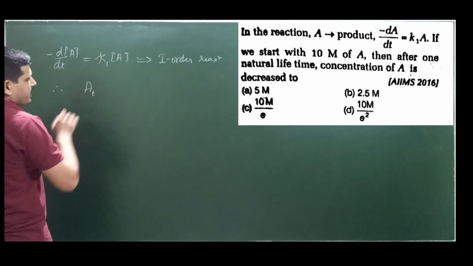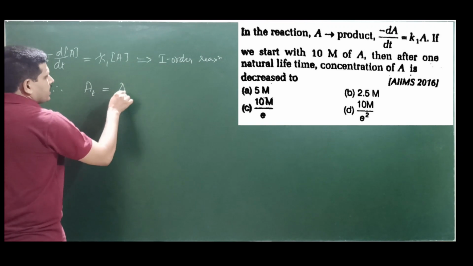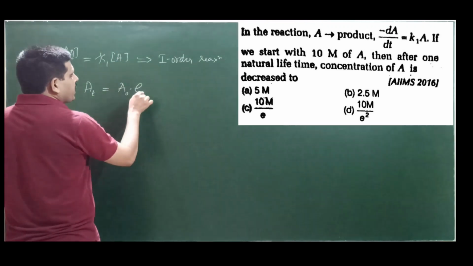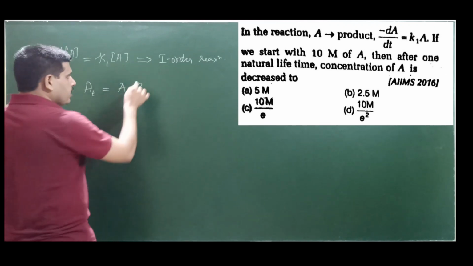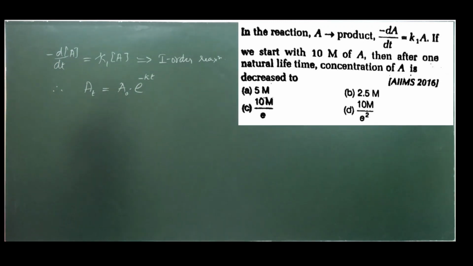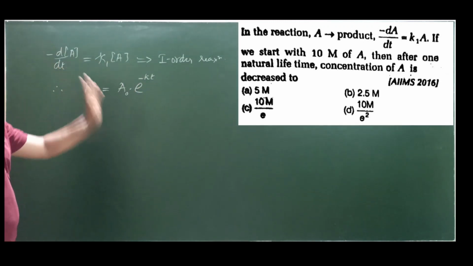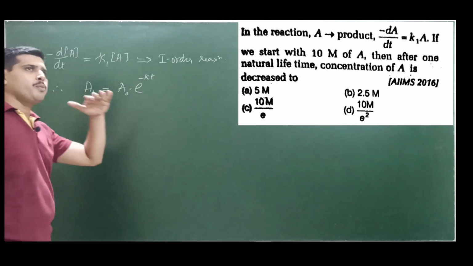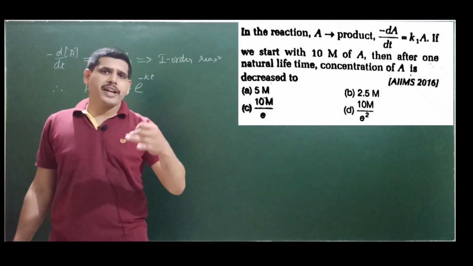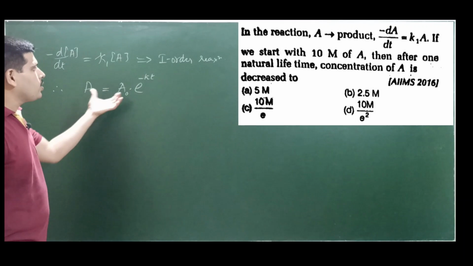Concentration of A after time t, that is the natural lifetime, is equal to the concentration of A at the beginning, A naught, into the exponential form, e to the power minus k into t. So this is the expression for reactant concentration, the exponential form of a first order reaction. All the different forms should be remembered: the differential form, the integrated form, k equal to 1 by t into ln A naught by A, then the exponential form. Okay, so this is it.